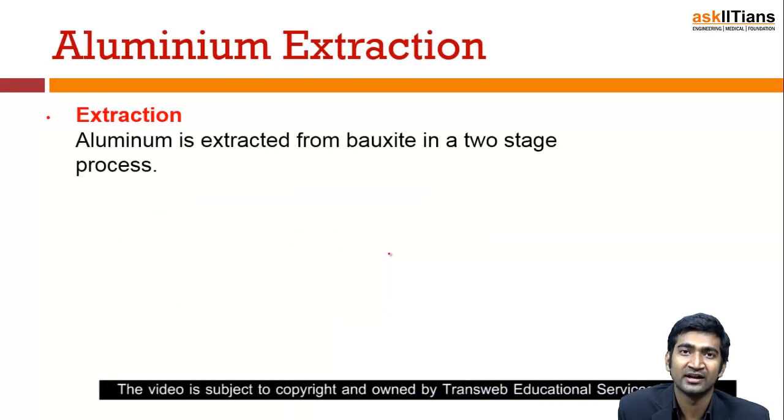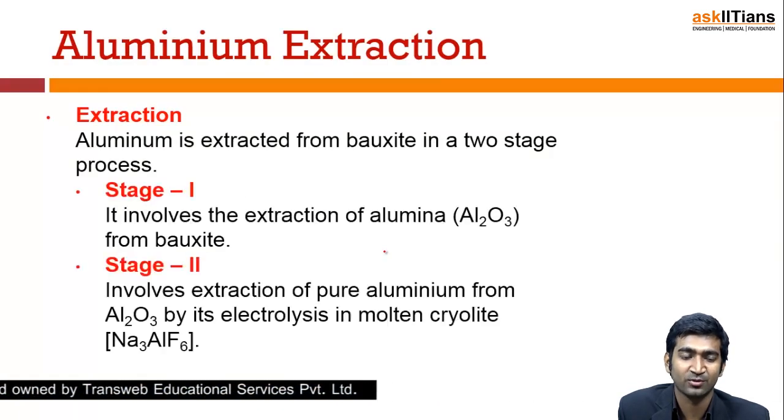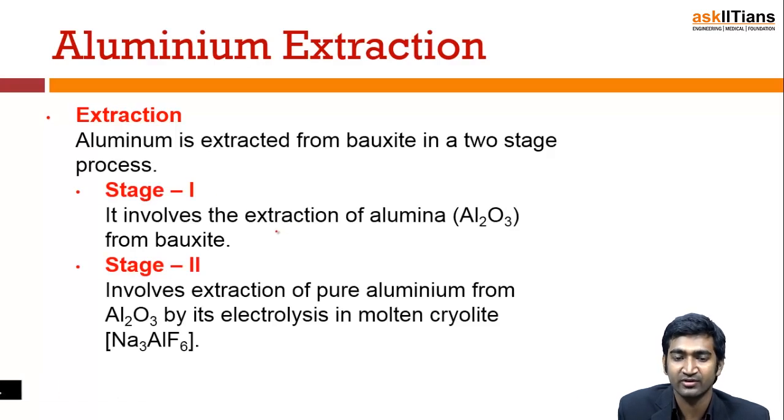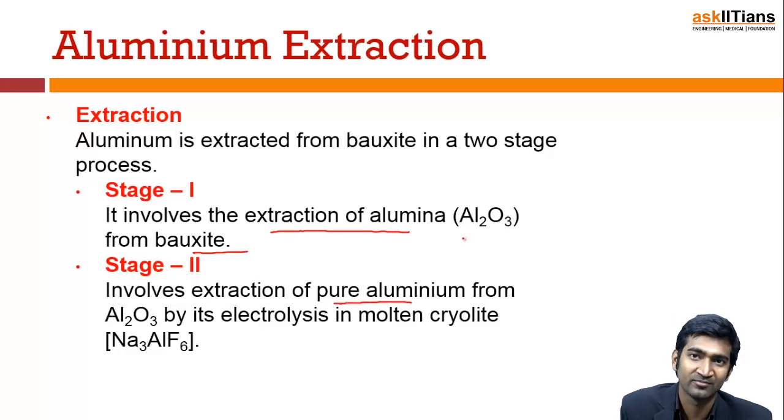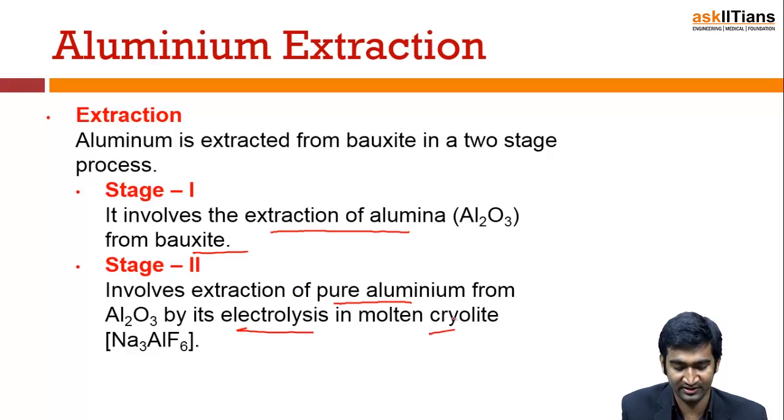Now, how does it get extracted? This is a two-stage process. Stage 1 involves the extraction of alumina, which is Al2O3, from the bauxite, and the second stage involves the extraction of pure aluminium from Al2O3. So first we will extract Al2O3, and then from that Al2O3 we will extract our aluminium. The extraction of aluminium from Al2O3 is done by electrolysis, with molten cryolite as the electrolyte. So we'll see the whole process of electrolysis.